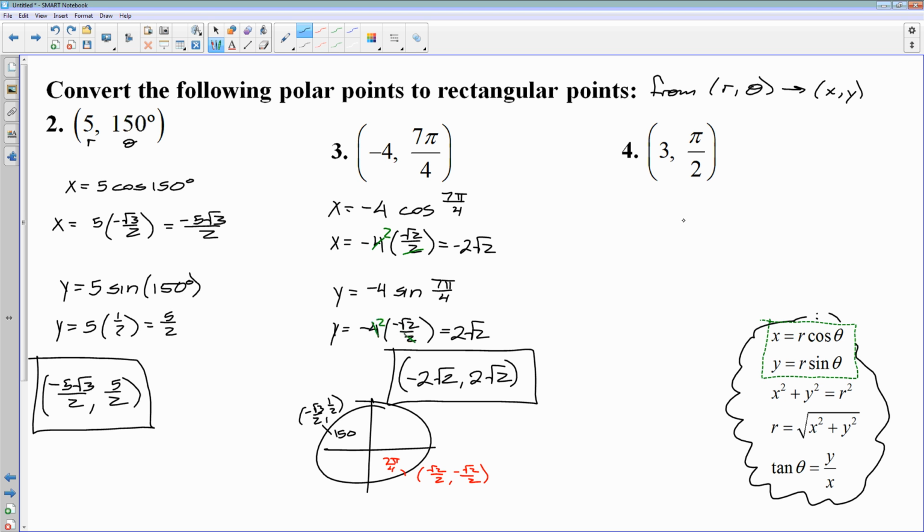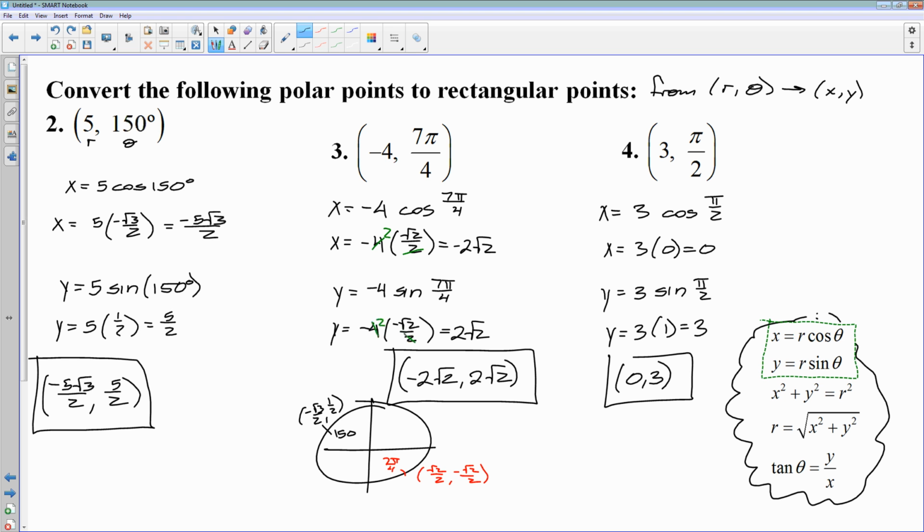Last one, 3 pi over 2. X equals 3 times the cosine of pi over 2. Cosine of pi over 2 is 0, so x equals 3 times 0, which is 0. Y is going to equal 3 times the sine of pi over 2. Sine of pi over 2 is 1, and 3 times 1, if you know your 1 times tables, is 3. So that turns into the ordered pair 0, 3. Went through that one kind of fast, but you're just plugging into the r cosine theta formula.